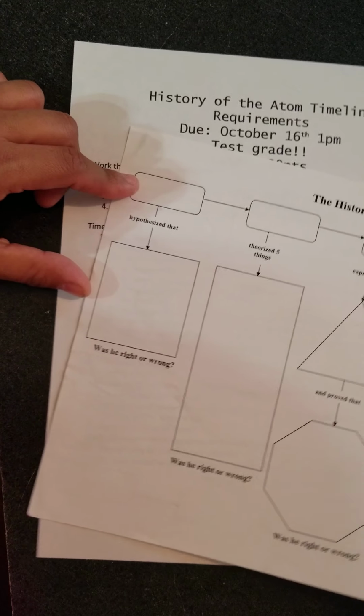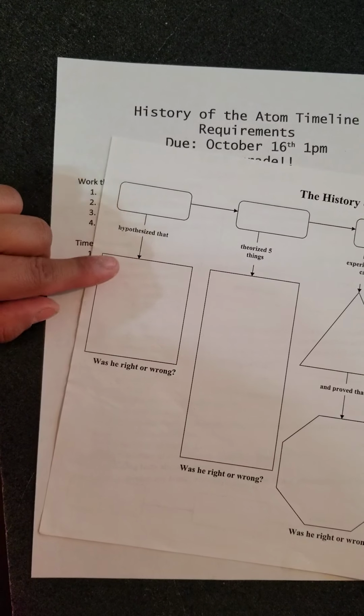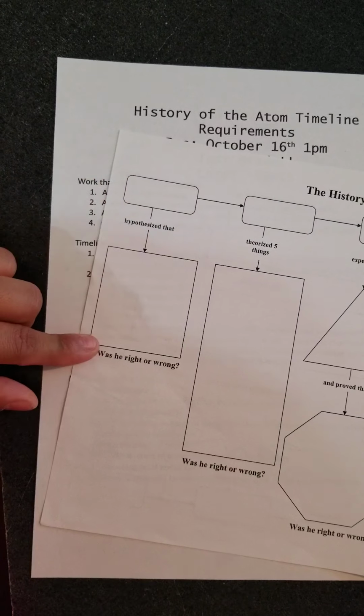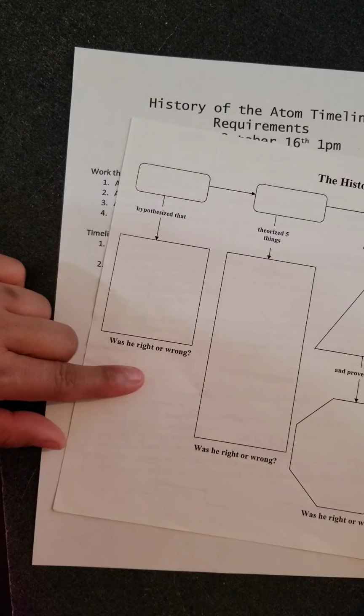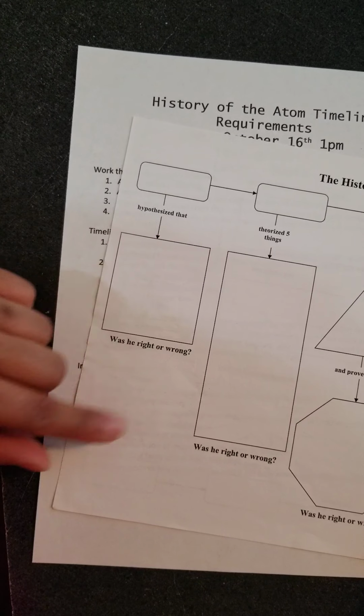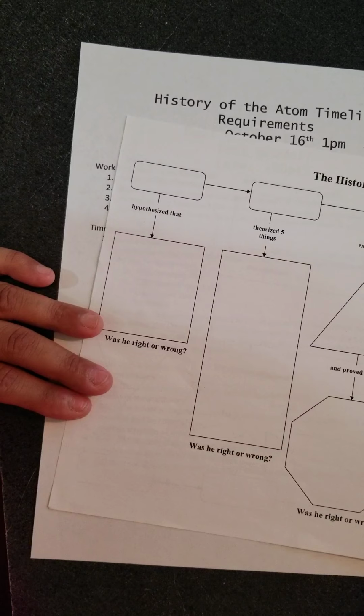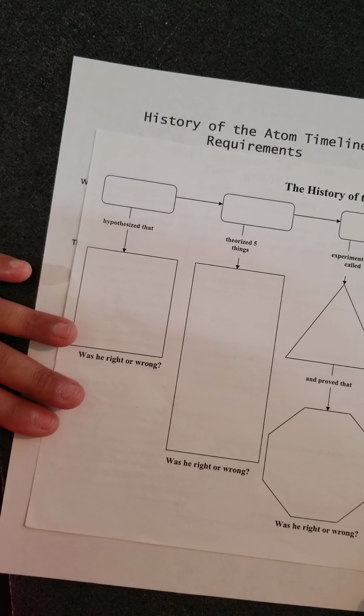Now, under the first scientist, you need to put he hypothesized that, and write all of the information in here. Was he right or wrong? He was correct or he was incorrect, right? Again, why? Probably because of technology. They tried their best at the time.